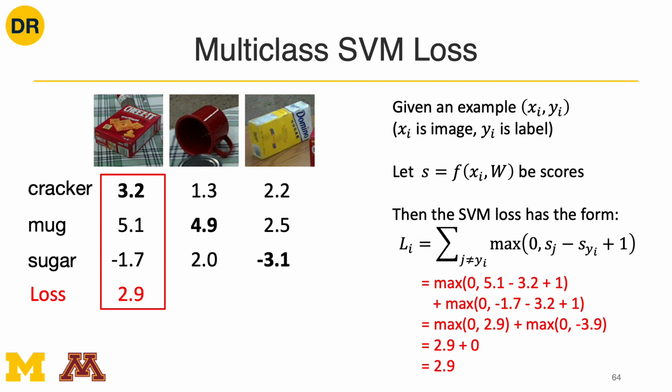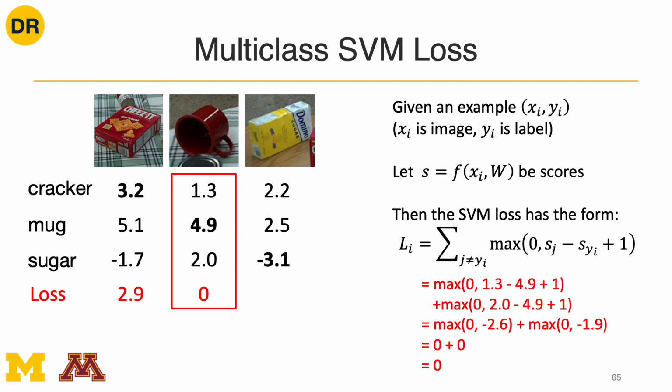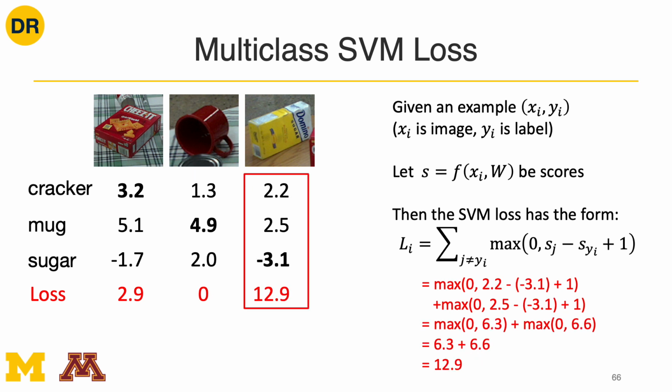So working through these examples, I think, is a good exercise on these small examples because it can sometimes be difficult to connect the math notation to the actual code that you'll be working with in the tensors. So on the second example, it turns out that the mug score of 4.9 is greater than the incorrect category scores, so the cracker being 1.3 and the sugar being 2.0. And not only is it greater than those scores, but it's greater than those scores by more than the margin. So overall, the loss for that second example, the mug image, would be 0 because it was correct, and it was correct by more than the margin.